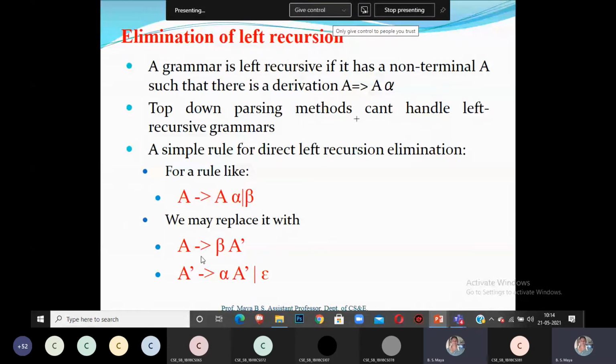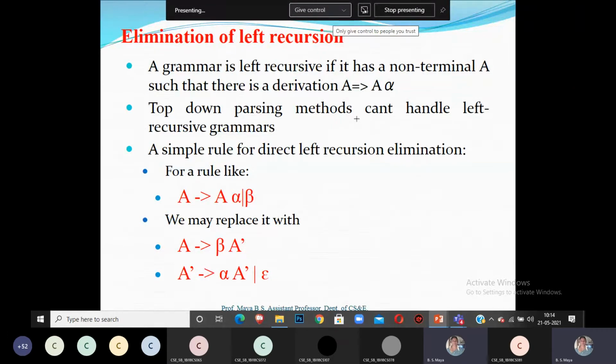So you start with A derives beta A dash. This is for A dash. See, I am writing A dash, it is not an apostrophe. A dash is your new non-terminal. You can write any new non-terminal; I am writing the new non-terminal as A dash.